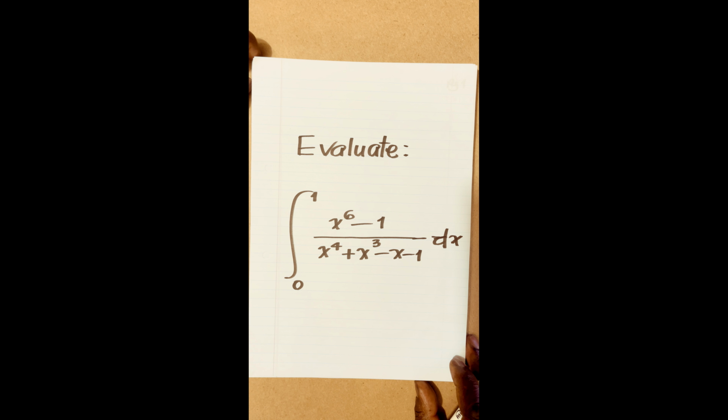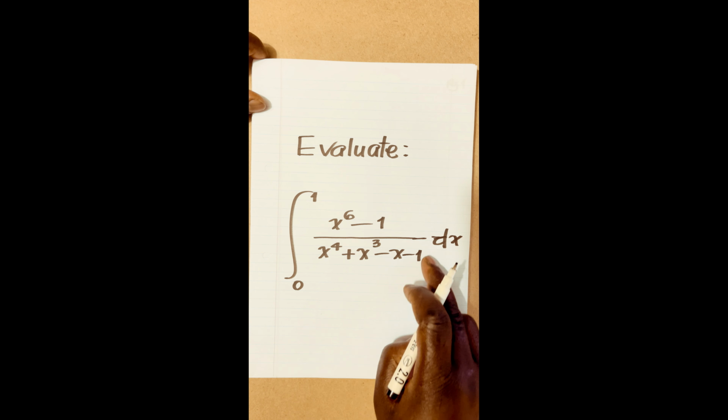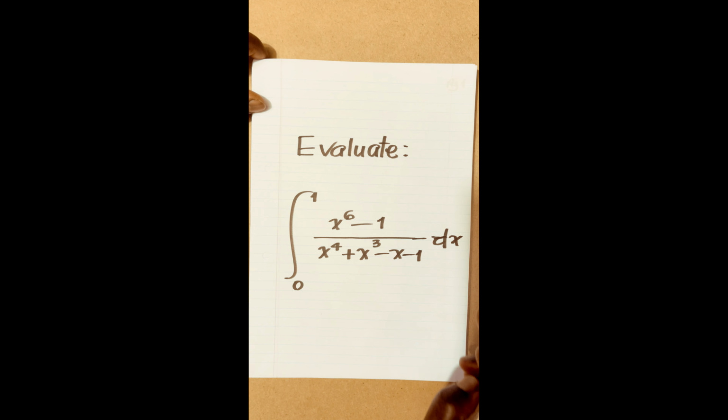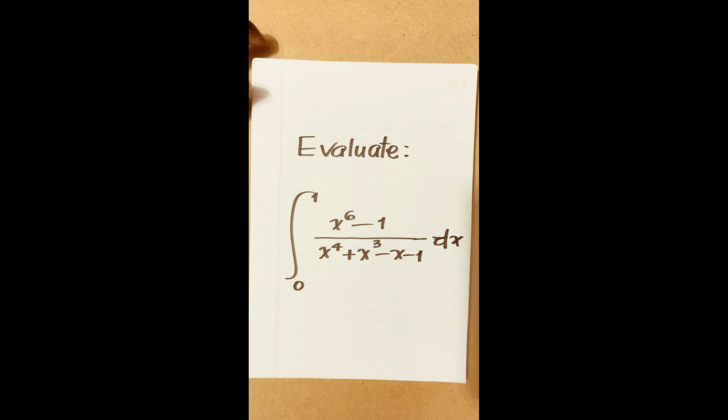Well, looking at u substitution, we realize that if we let u be equal to the denominator, differentiating doesn't give us that. If you let u be equal to the numerator, differentiating doesn't give us that. That means we cannot use u substitution in this one. So we have to use other techniques.